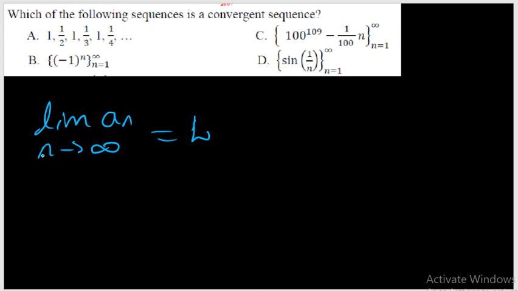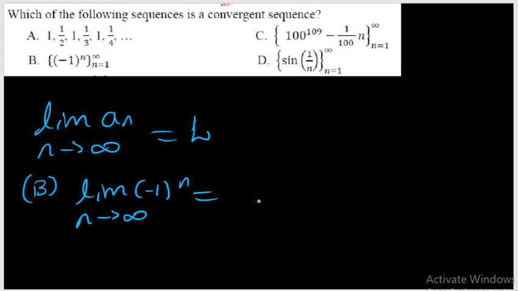Let us start from b. It says the limit of negative 1 to the power of n as n goes to infinity. This has two possible outcomes, that is plus or minus 1. We can consider it as even infinity and odd infinity. Negative 1 to the power of an even number will be 1, and negative 1 to the power of an odd number will be negative 1. So it has two possible outcomes, so we cannot say b is convergent, forget it.